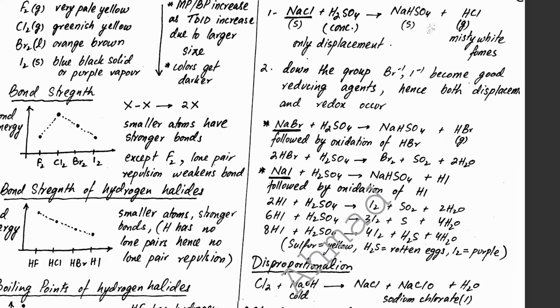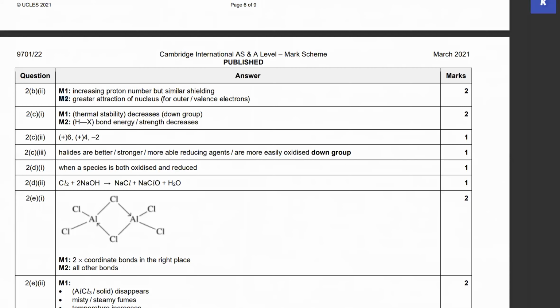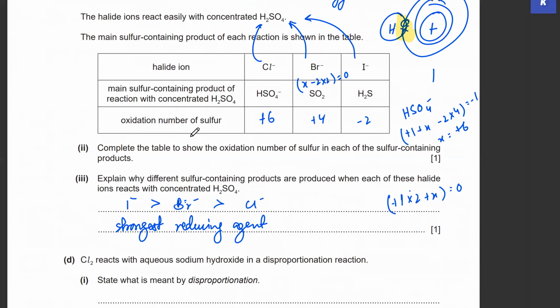So although this question is based on the same thing, in this question you could have just figured this out, it's just a 1 mark question. You could have figured this out by just looking at the products that are getting formed. Is that clear?